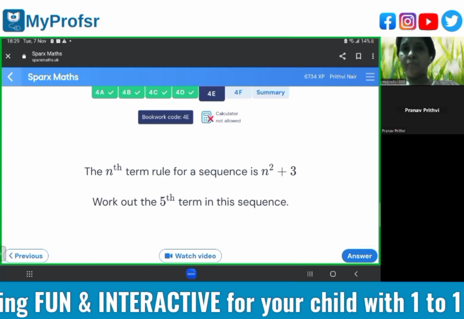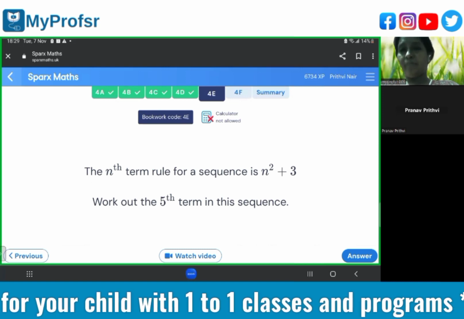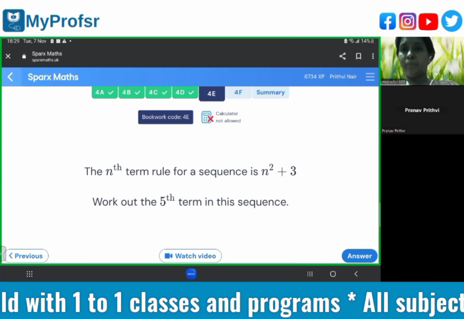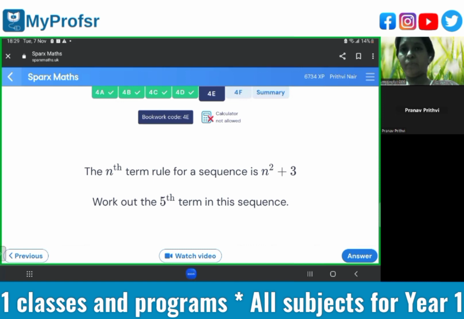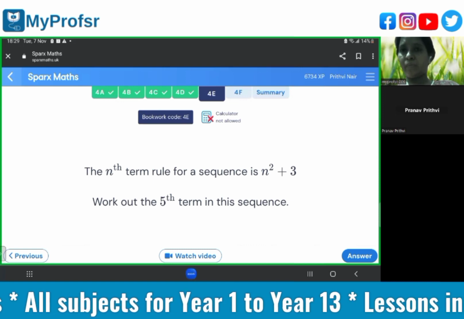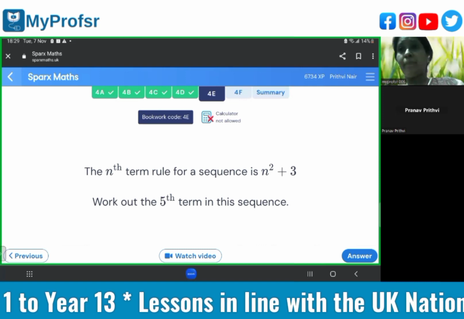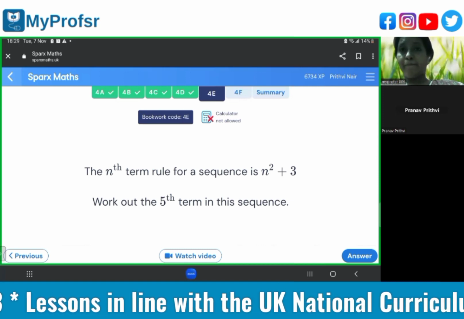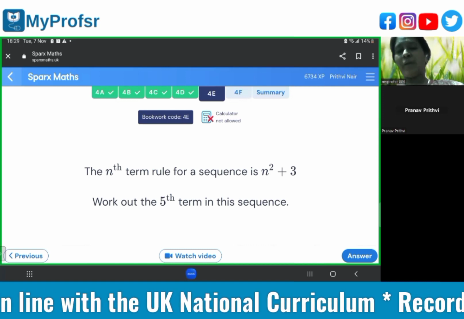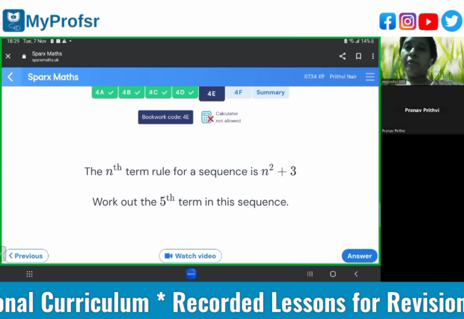The nth term rule for a sequence is n squared plus 3. So n is 5, 5 squared plus 3. What is the square of 5? 25, miss. Very good. The answer will be 28, miss. 28. Very good. Right answer.